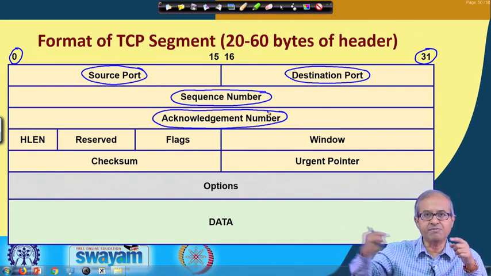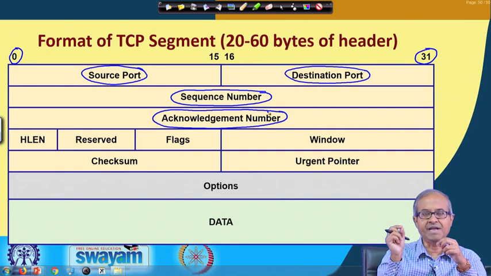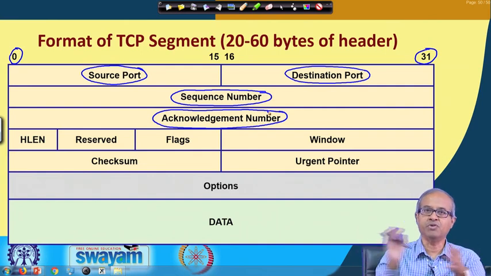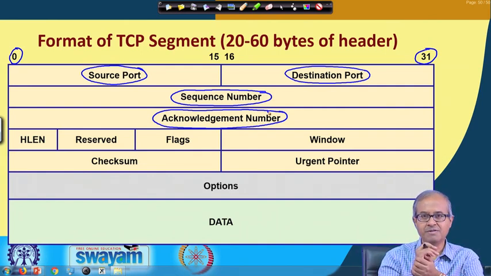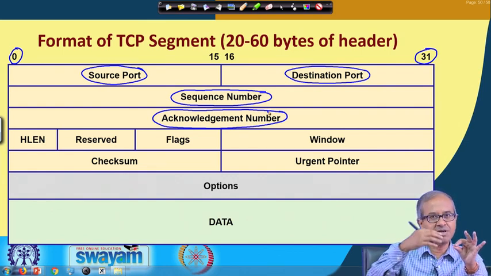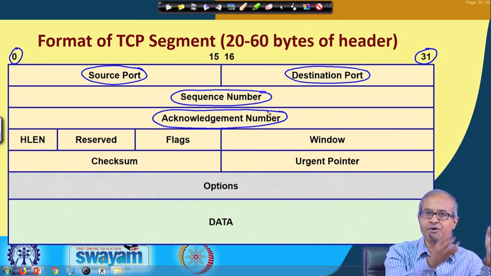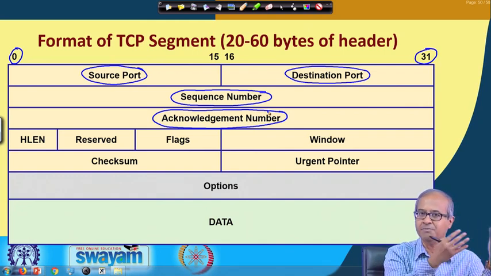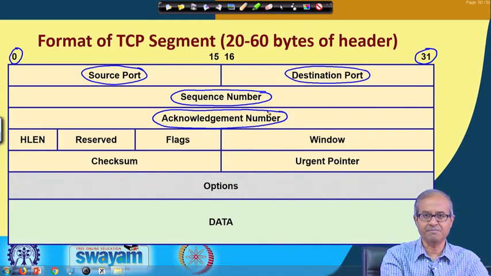Acknowledgement number is coming from the other side. The receiver tells the sender that, well, I have received up to byte number so and so, that is the acknowledgement number. So that the sender will know that up to this byte number has already been received. So, I need not keep it in my buffer anymore, let me remove it from my own buffer.